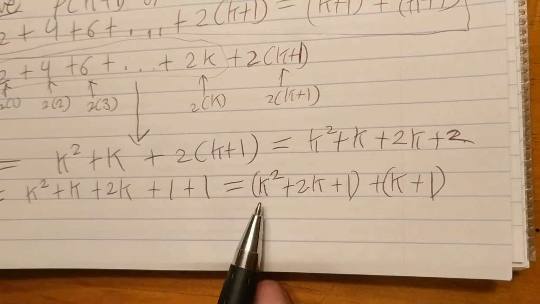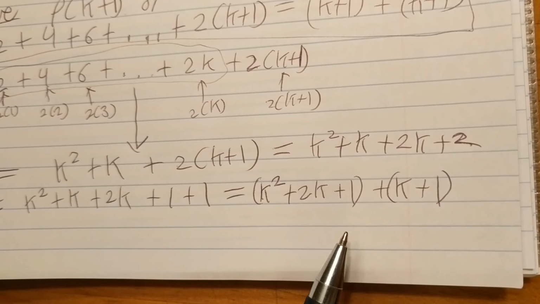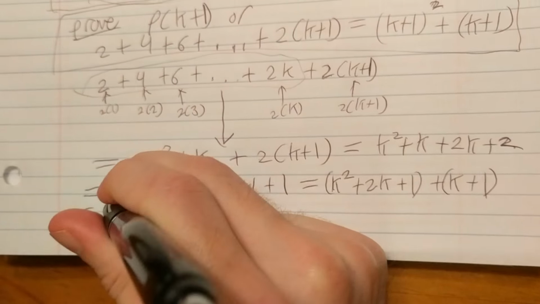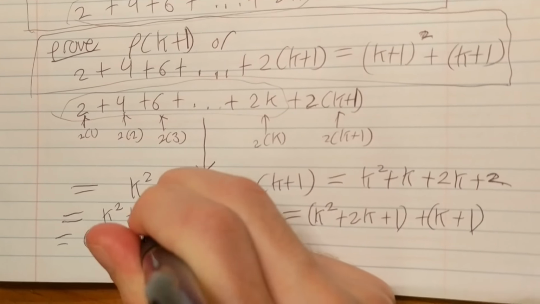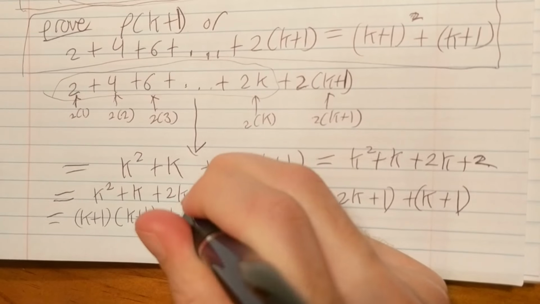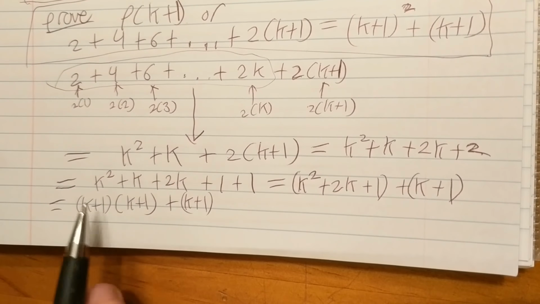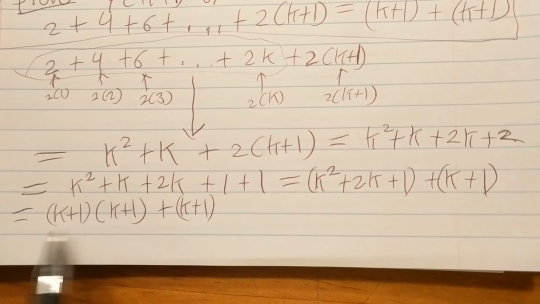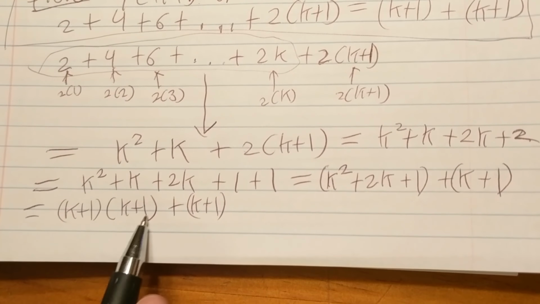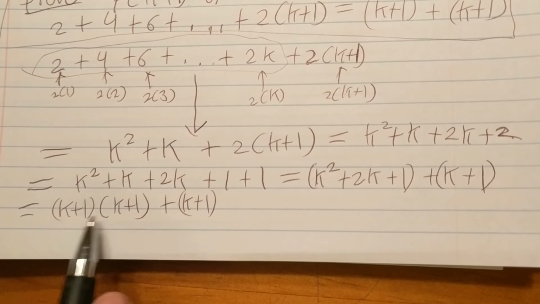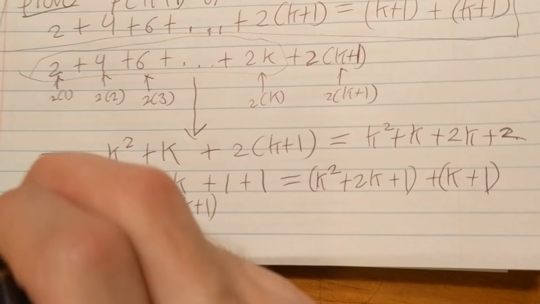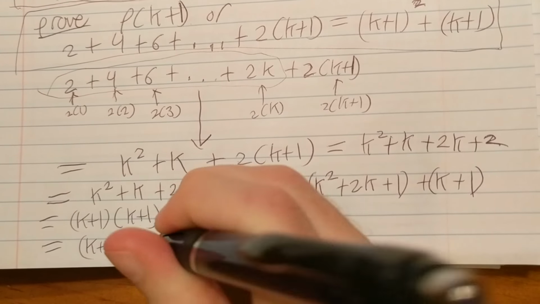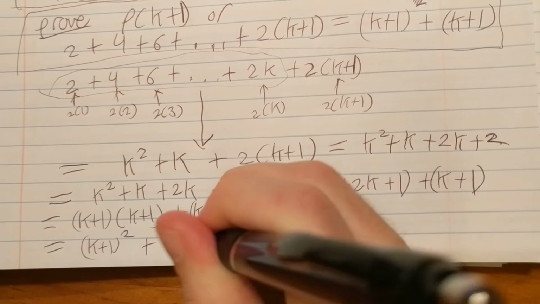Now this part right here, this k squared plus 2k plus 1, we can factor that. And what that factors to is (k plus 1) times (k plus 1), and then we have the plus k plus 1, right? So k squared plus 2k plus 1, we just factored it. And since you're multiplying the same thing by each other, (k plus 1) times (k plus 1) is (k plus 1) squared. So we could rewrite this one more time as (k plus 1) squared plus (k plus 1).